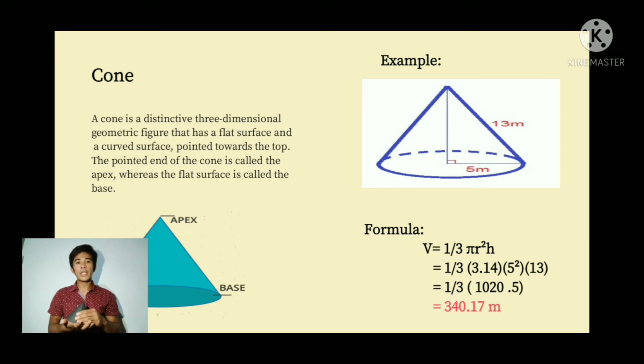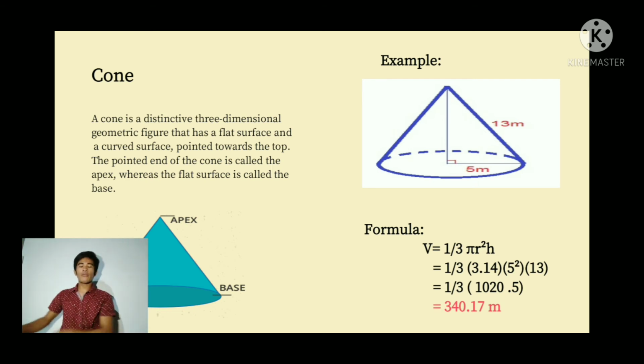So, equals 1/3. Substitute lang po yung value ng pi natin, which is 3.14, times the value ng radius, which is 5 squared, times the value of height, which is 13. So 3.14 times 5 squared times 13 is equal to 1020.5. Then 1/3 of 1020.5 is 340.17 meters. Yan yun po yung value ng volume ng cone. So, did you get? Okay, easy lang, no?